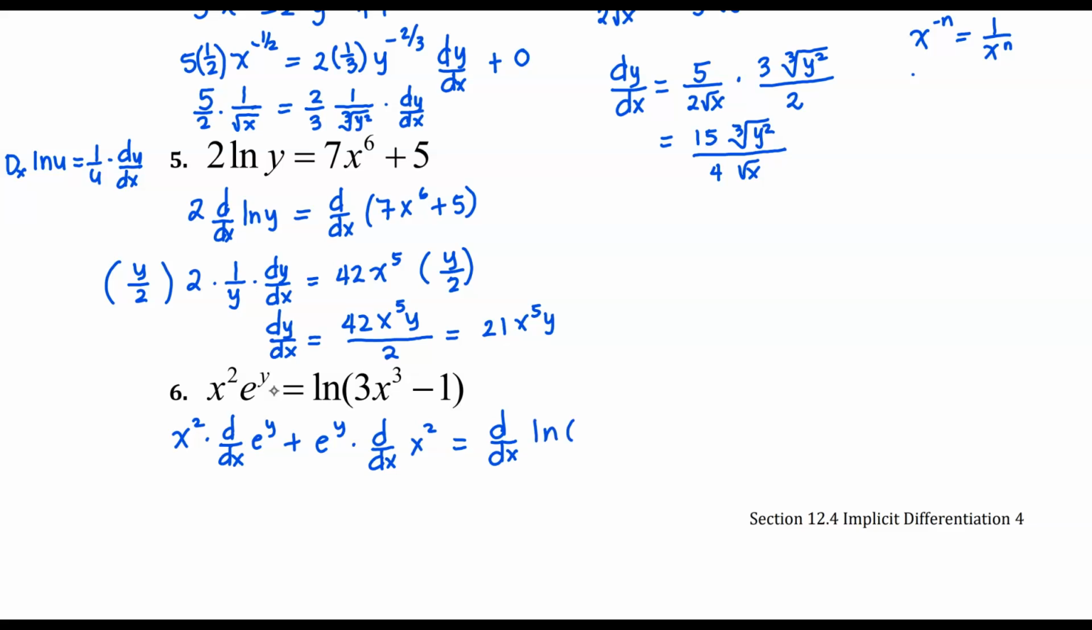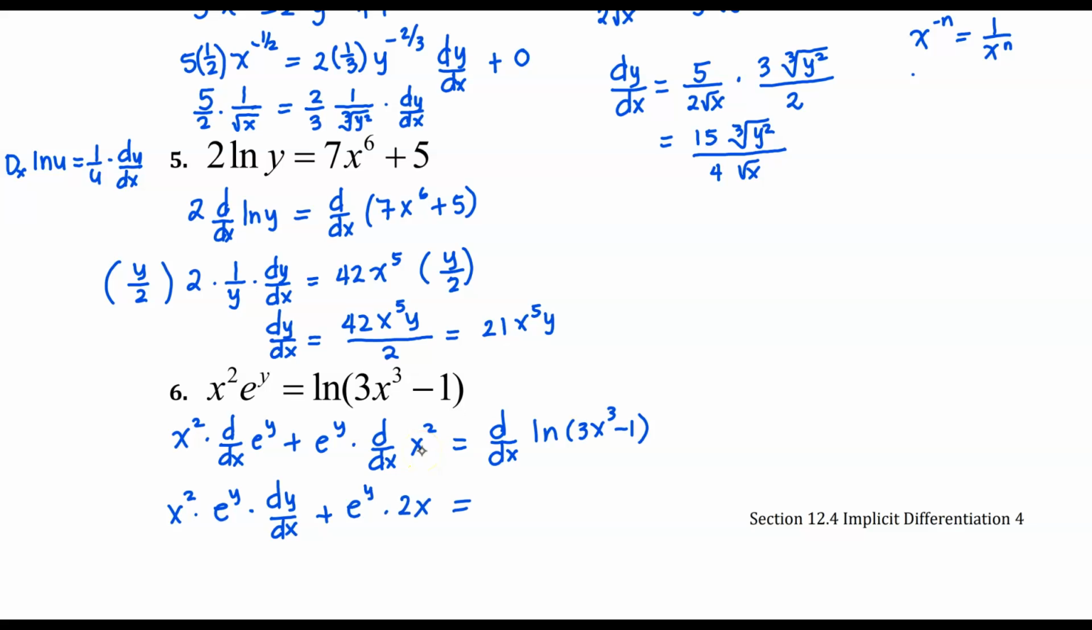ln 3x cubed minus 1. So copy x squared. Now the derivative of e to the y is equal to e to the y. And then since you have y here and x here, so you use chain rule. So times dy dx. Plus, copy e to the y. Now the derivative of x squared, now x here agrees with the variable here x. The derivative of x squared is just 2x.